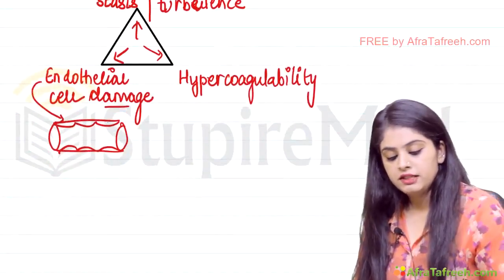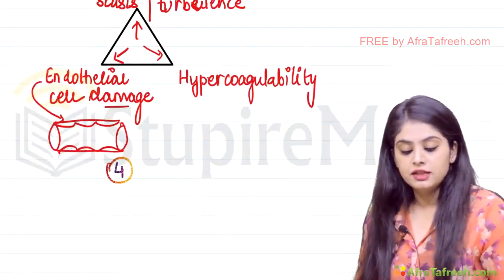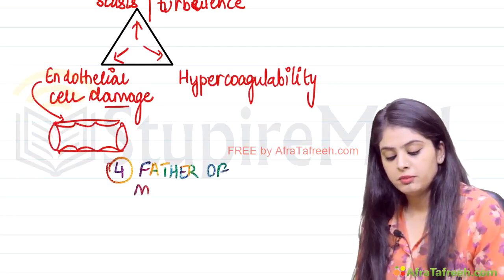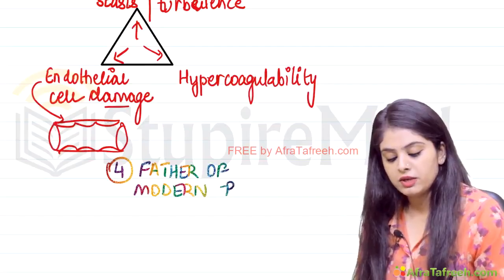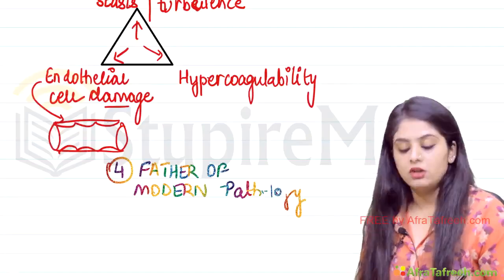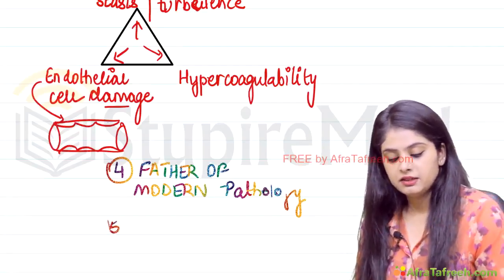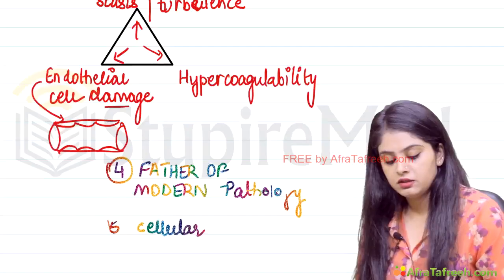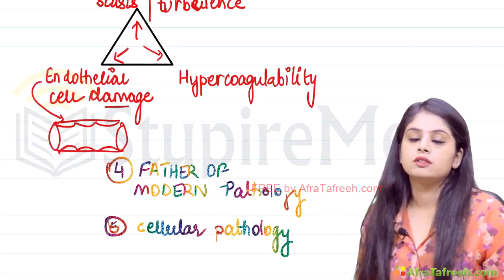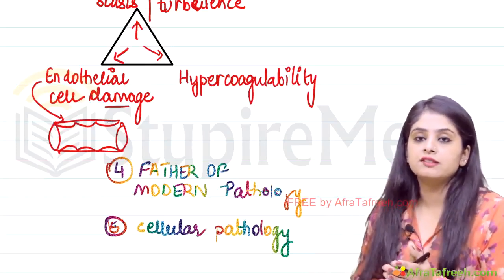What else? These already had the name Virchow, so it was easy to remember. Now we need to know some other terms. Remember, Rudolf Virchow is known as the father of modern pathology. Very important, students. A question that is repeated not once but multiple times. Father of modern pathology is Rudolf Virchow. And lastly, he gave us the term cellular pathology. So he coined the term cellular pathology. We've done five very important contributions of this particular scientist.